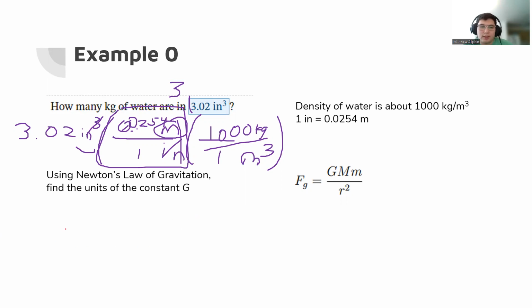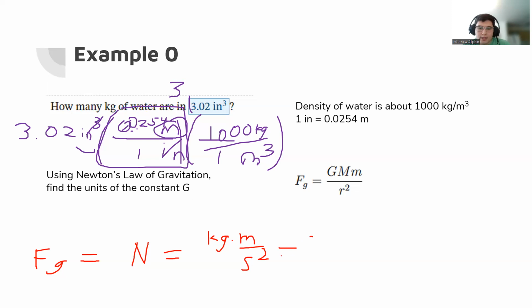And then this other example that I have on here says using Newton's law of gravitation, find the units of the constant g. This is just helpful in general to help me make sure that when I solve an equation, the units are correct. And so to do that, what I'm basically looking for is what are the units of g supposed to be? What do they have to be so that this makes sense? And so I know that the force of gravity is in newtons, which is kilogram meter per second squared, like that.